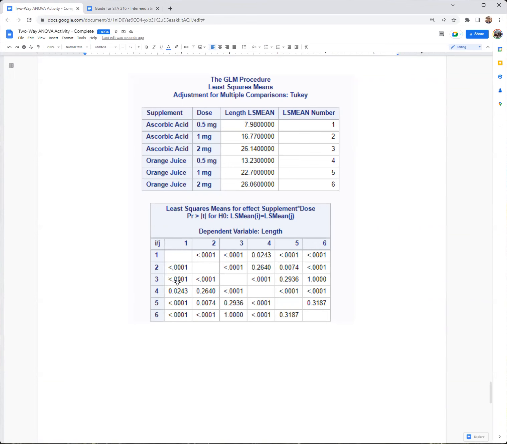Okay. Some groups that did not differ, so groups 3 and 6, had a p-value that, when rounded to 4 decimal places, was 1. It wasn't exactly 1, that's just SAS rounding. The p-value won't be exactly 1 unless the sample means for groups 3 and 6 were exactly equal, which they're not. But they're very similar, 26.14 and 26.06. So the difference between those groups was not statistically significant.